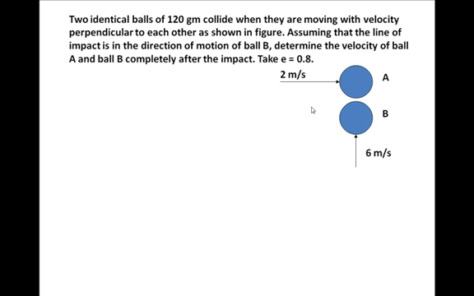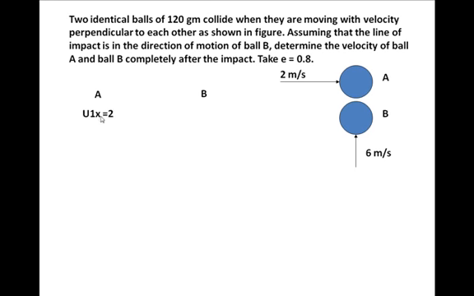Let's see one more problem, which says two identical balls of 120 grams collide when they are moving with velocities perpendicular to each other as shown in the figure. Assuming that the line of impact is in the direction of motion of ball B, determine the velocities of ball A and ball B completely after the impact. Take E as 0.8.